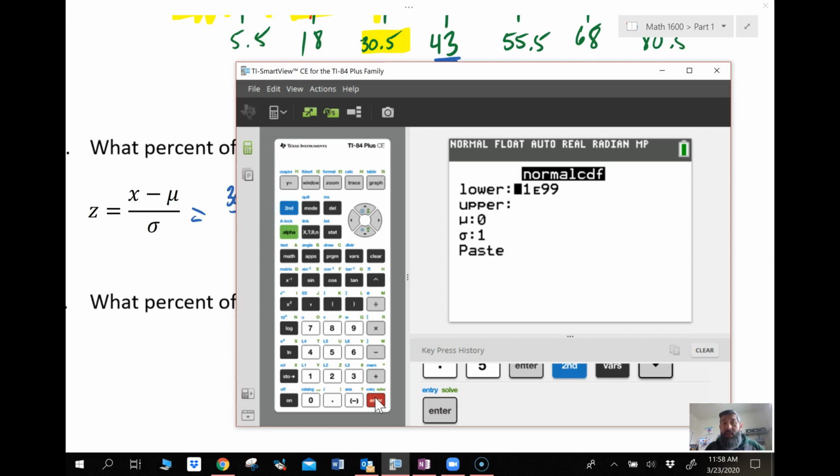If you don't have updated software, I recommend going online to TI, Texas Instruments, where there's updated software for your TI-83 or TI-84, and then you can get the update so it looks like this. It's a little bit easier when it looks like this. So my lower bound is going to be my lower z-score. That's way out over here.